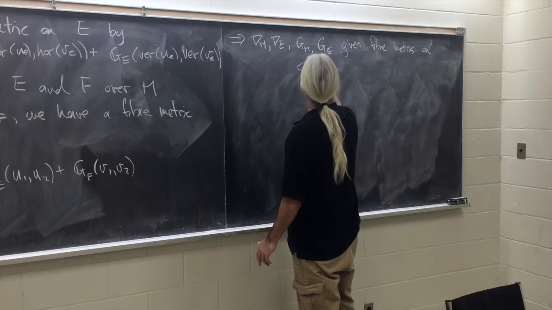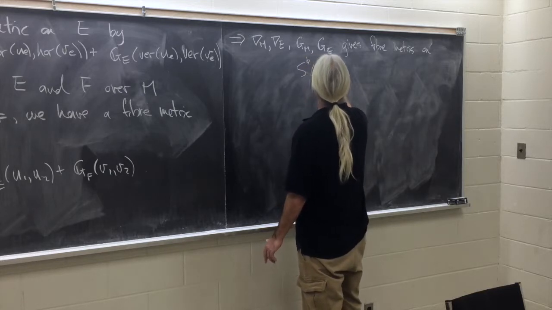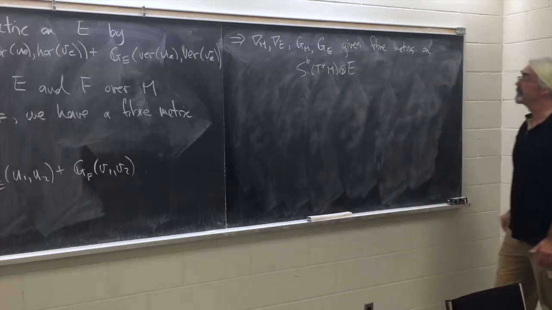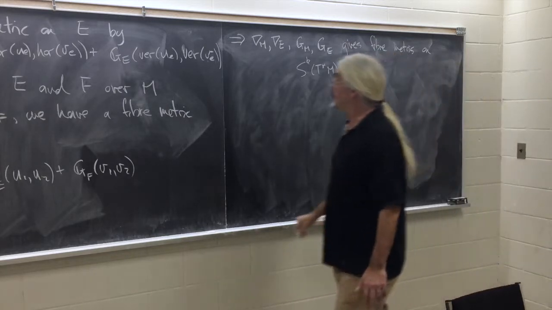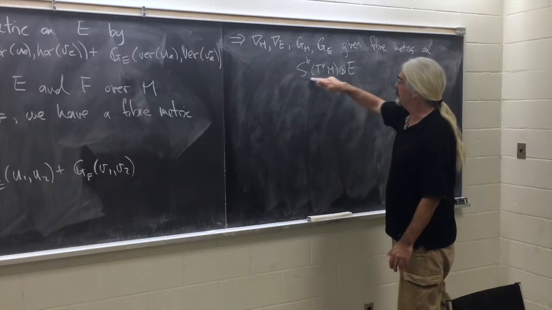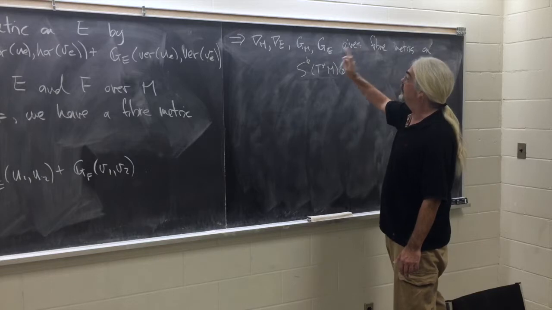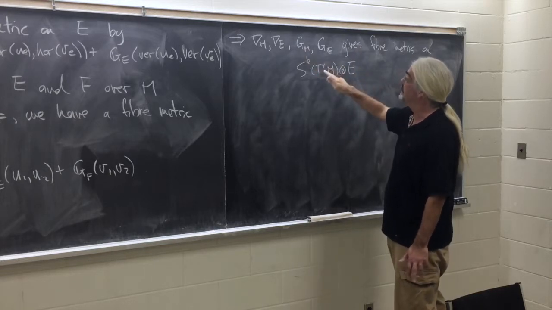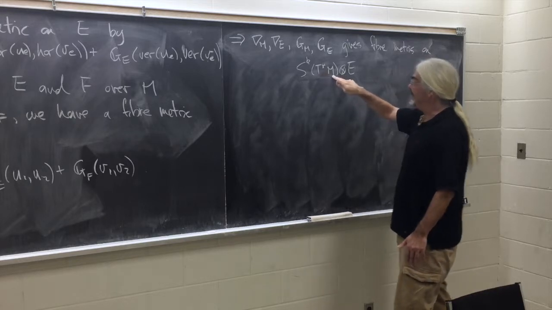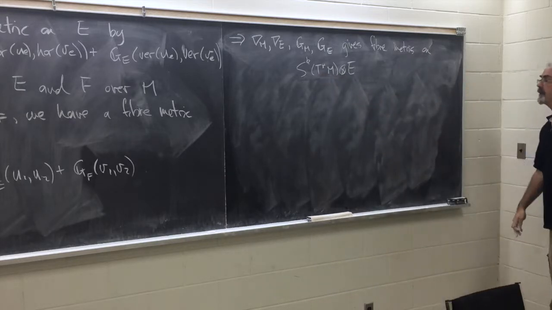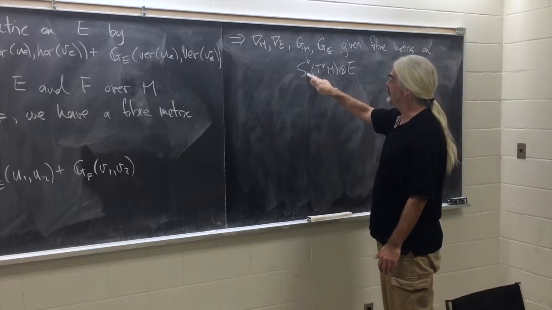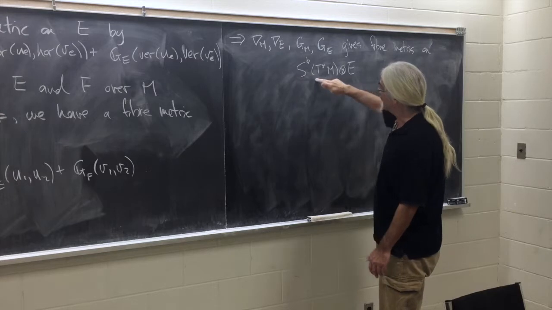So it gives fiber metrics on these vector bundles. Right? Okay, so first of all, let me just make sure we understand what happens here. Okay, so G M gives me inner products on T M, and by duality, therefore, inner products on T star M. And then by tensor producting, and restricting to symmetric tensors, I get inner products here.